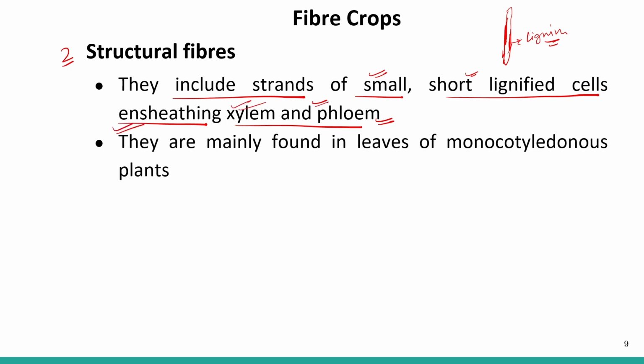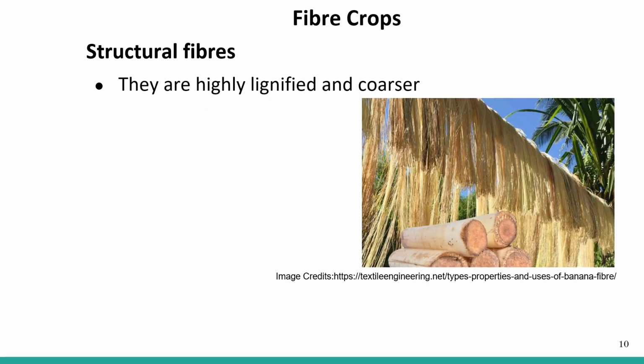Xylem and phloem. So they are mainly found in the leaves of monocotyledonous plants, right? The monocotyledonous plants have xylem and phloem with the deposition of this lignin, and they form structural fibers. They are highly lignified and coarser.